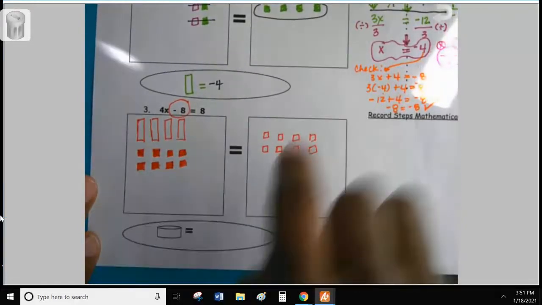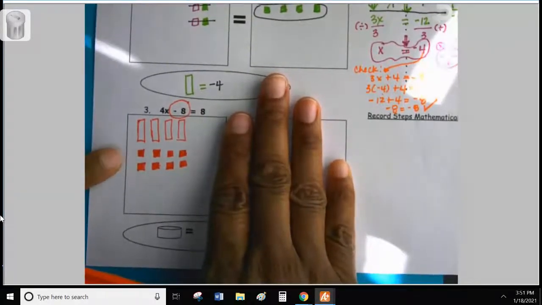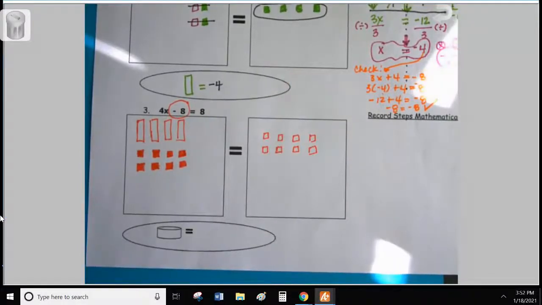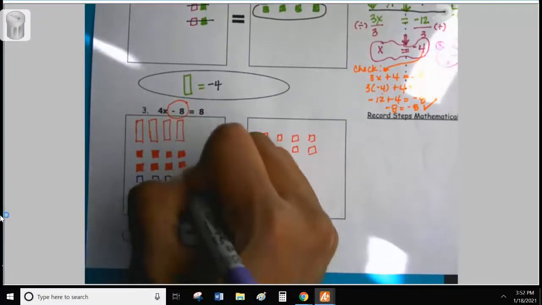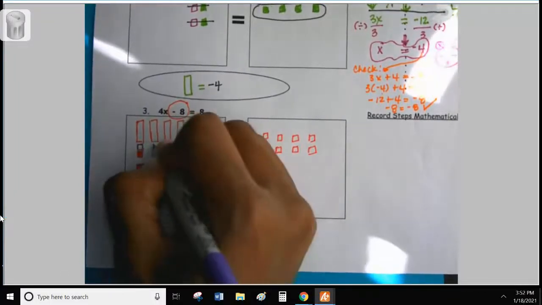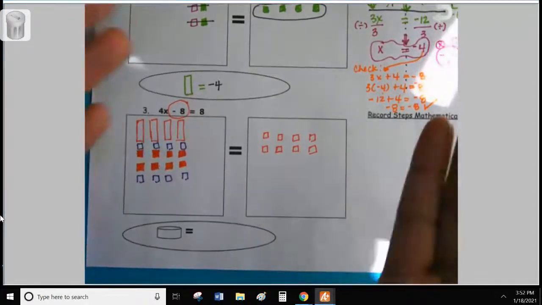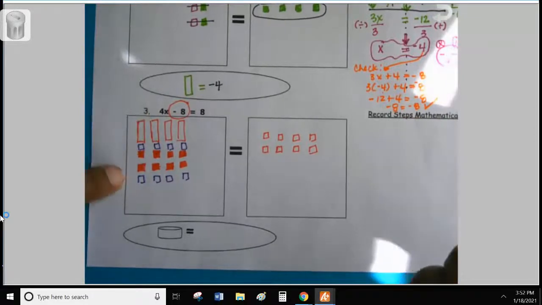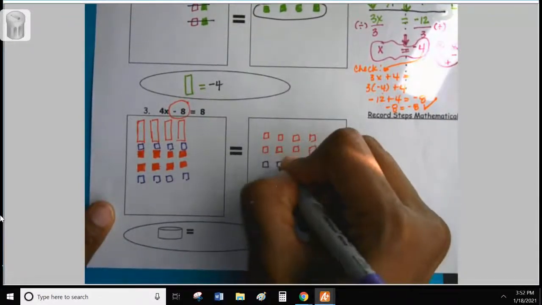So to get rid of, again, we only want to get the x alone. So I have this -8. To get rid of a -8, I need to add +8. The opposite of subtraction is addition, the inverse operation. So I'm going to add +8 to this side. And remember, equations are all about balance, keeping those two sides balanced. So if I have a -8 on this side, if I added a +8 on this side, I also have to add a +8 on this side to keep the balance.